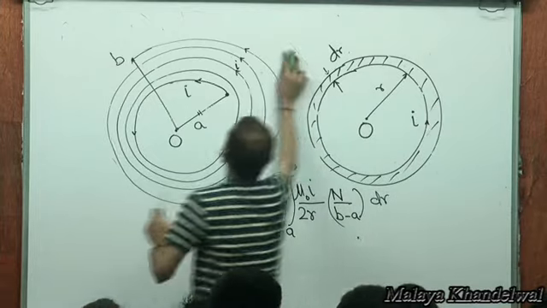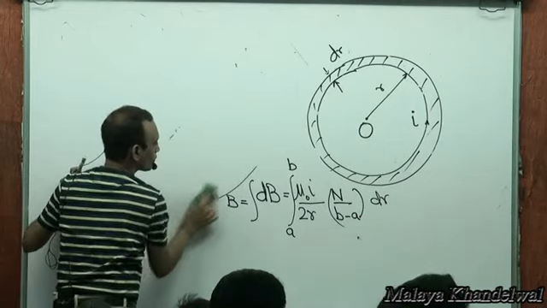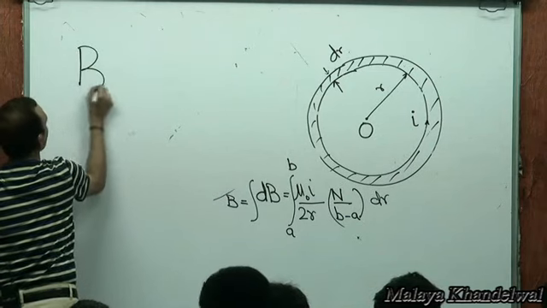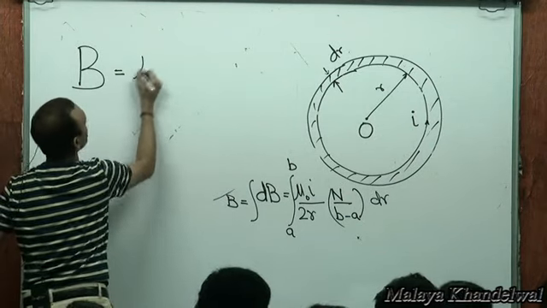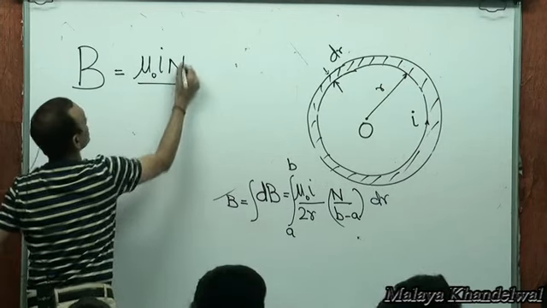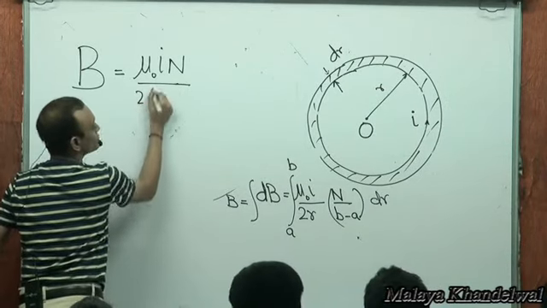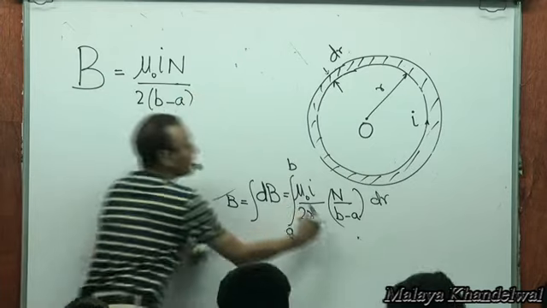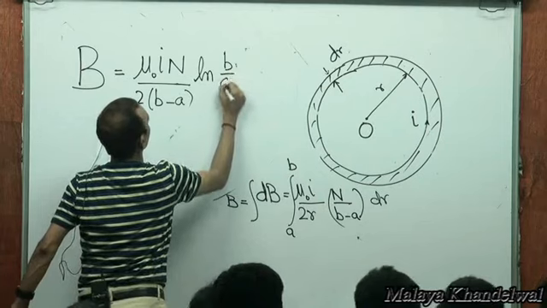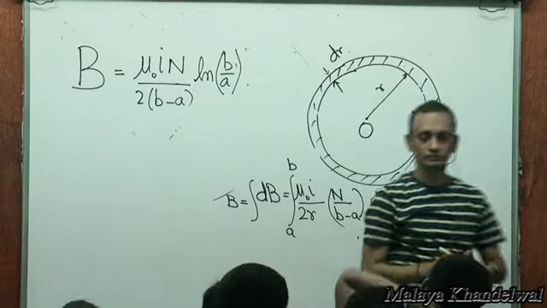Now, which then boils down to the field at the center of the spiral of inner radius small a and outer radius small b is going to be mu naught I N, where N is the total number of turns spread from r equal to a to r equal to b, divided by 2 into b minus a. 1 by r dr would be log r, so that's going to become log b by a. Yes or no?